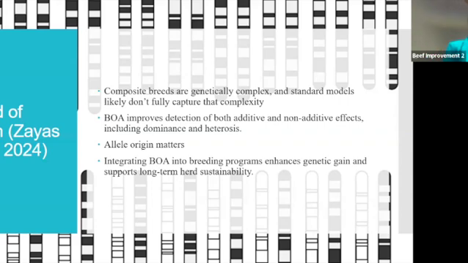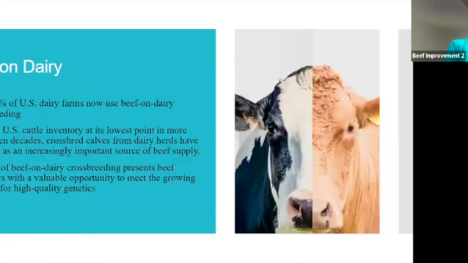They did find that allele origin matters, and they hypothesized that being able to integrate this breed of origin would be pretty useful for our composites or any crossbreeding system. So I do want to point this paper out because it really was one of the motivations of why I decided to look at this. But I looked at it in a different population, and so my analysis does differ a little bit.